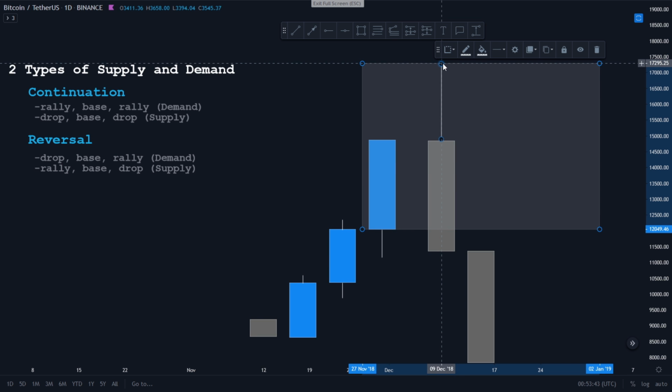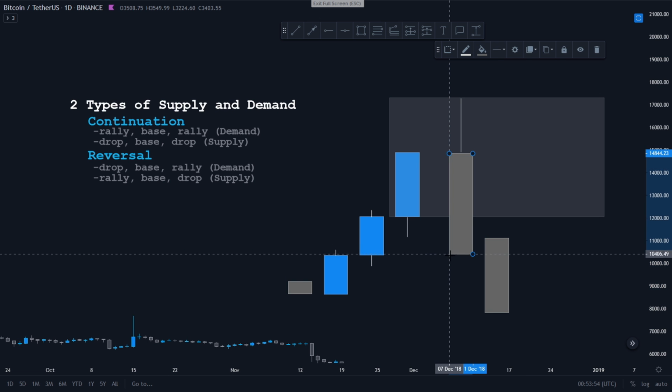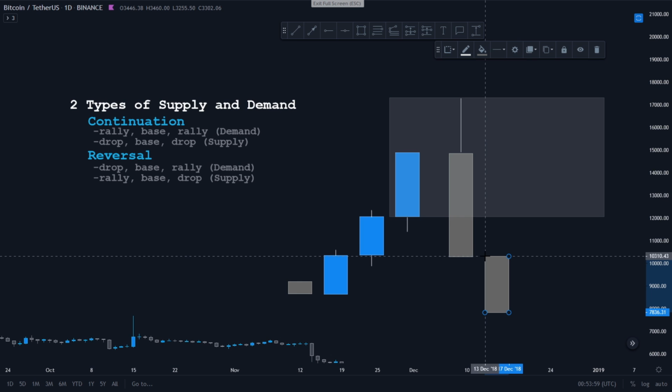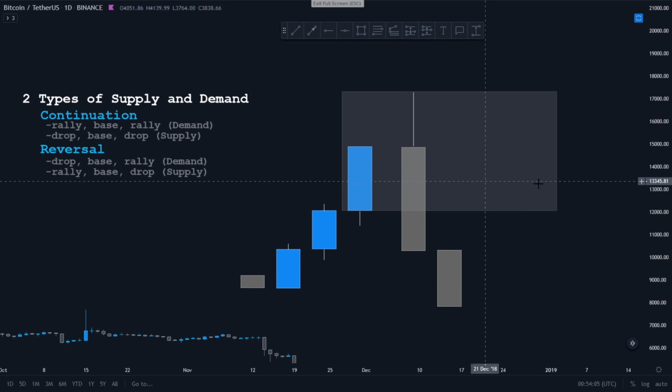and the highest wick. You even have a bearish engulfing here, okay, a bearish engulfing structure. So I would consider this as a strong supply zone and expect the price to come back here and then drop further.